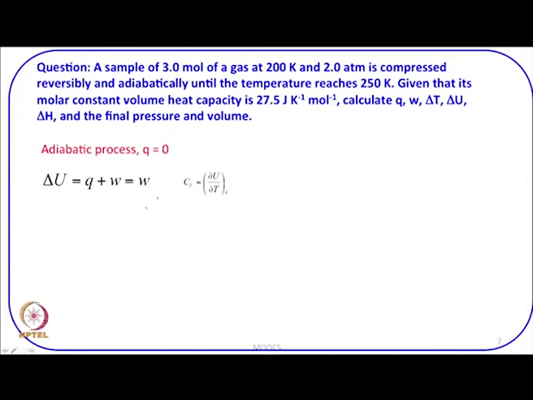We can use again here the definition of heat capacity Cv, which is dou U by dou T at constant volume, which will give us delta U, which is equal to n times Cvm times delta T, and it has to be equal to work by the arguments given above. Now, you substitute the numbers, n is 3 mole, Cvm is given 27.5 joules per Kelvin per mole, temperatures are also given, 250 and 200 Kelvin as the final and initial temperature, and this turns out to be 4.1 kilojoule.